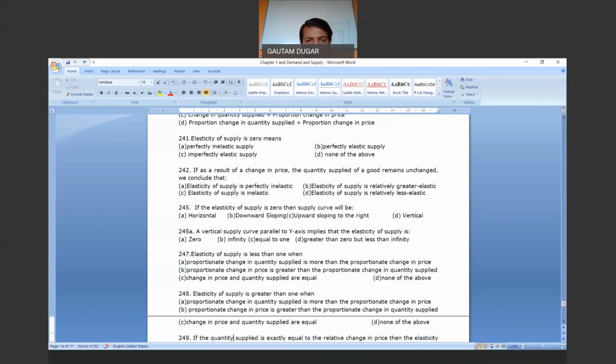242, if as a result of a change in price, the quantity supplied of a good remains unchanged, we conclude that what happens? Supply is perfectly inelastic. 242 is A, that's correct.